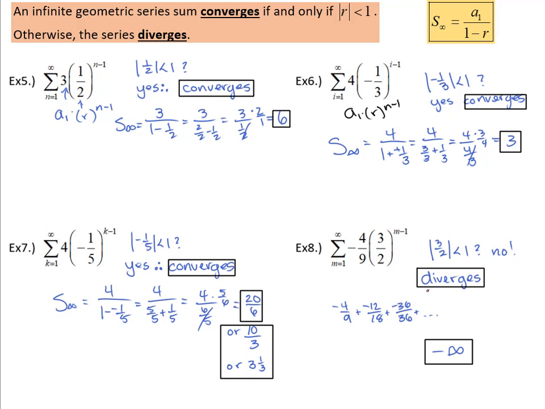It, in fact, diverges. So what does it diverge to? Well, think about your series here. We're starting with a negative number, and we just keep multiplying by 3/2. We're just going to keep generating more and more negative numbers and adding them up. It's going to diverge to negative infinity.